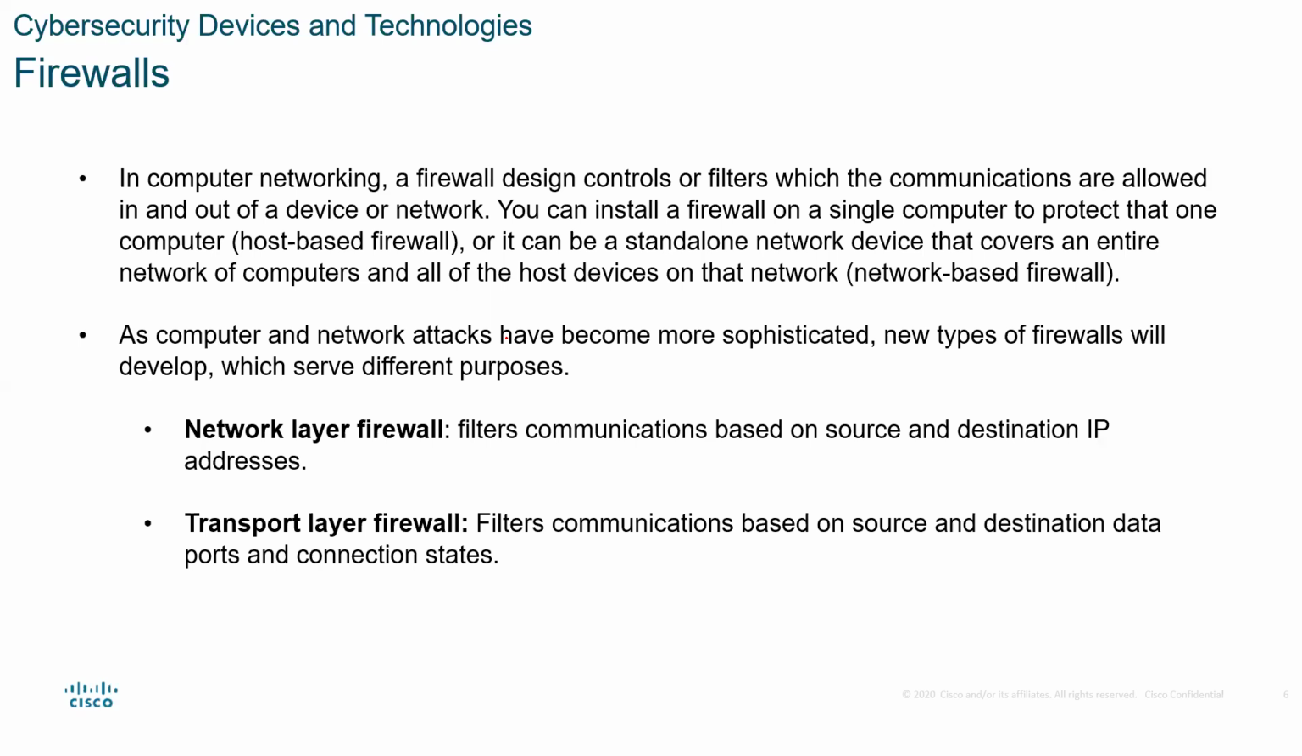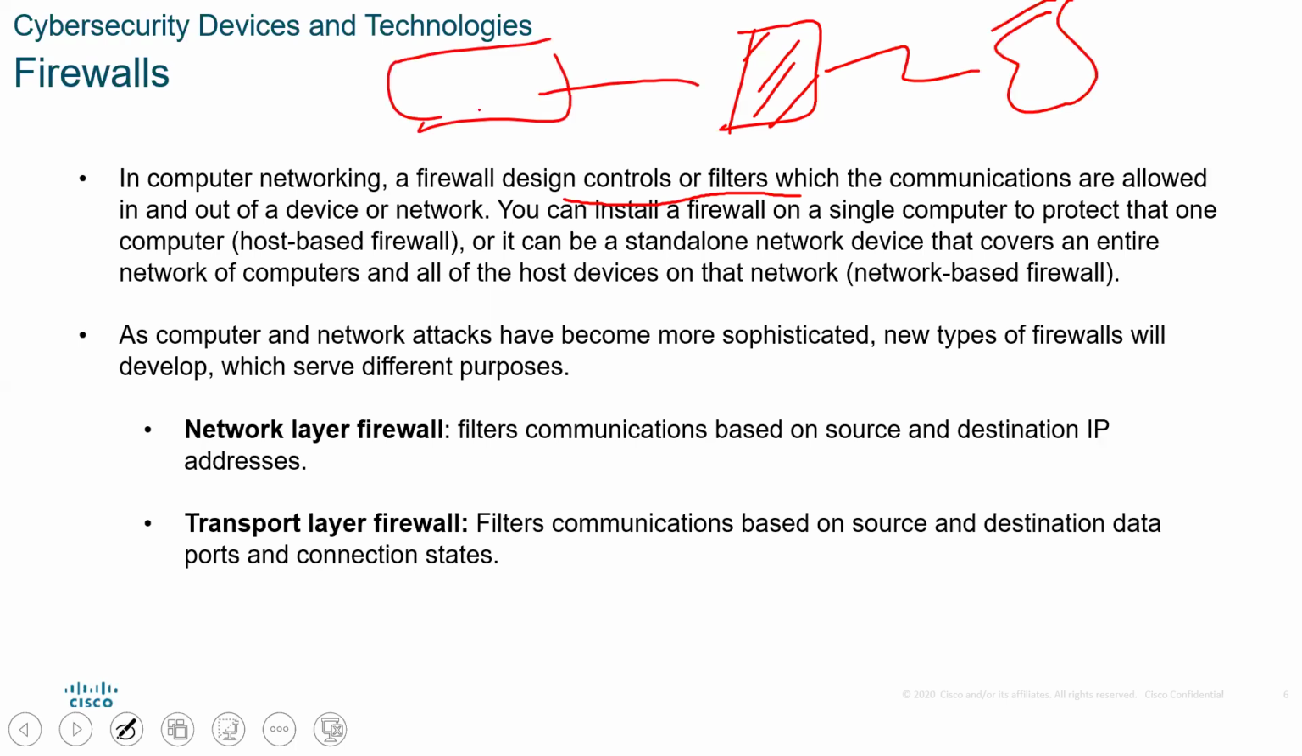Then looking at firewalls. In computer networking, a firewall design controls or filters the communications. It controls or filters which communications are allowed in and out of your network. So the firewall is always there as a border, a boundary, between your connection to the internet and your connection to your local area network. So the firewall determines who goes in and who goes out.